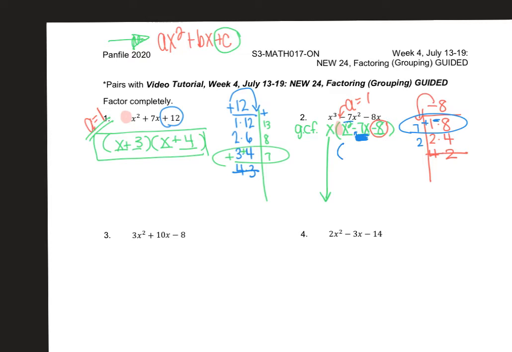So now I can go straight to my binomials because I'm a equals 1. So I get x and x. I get plus 1, minus 8. And again, because I have this arrow down, I'm just going to write my answer lower. I have x plus 1, I have x minus 8, and I am done.